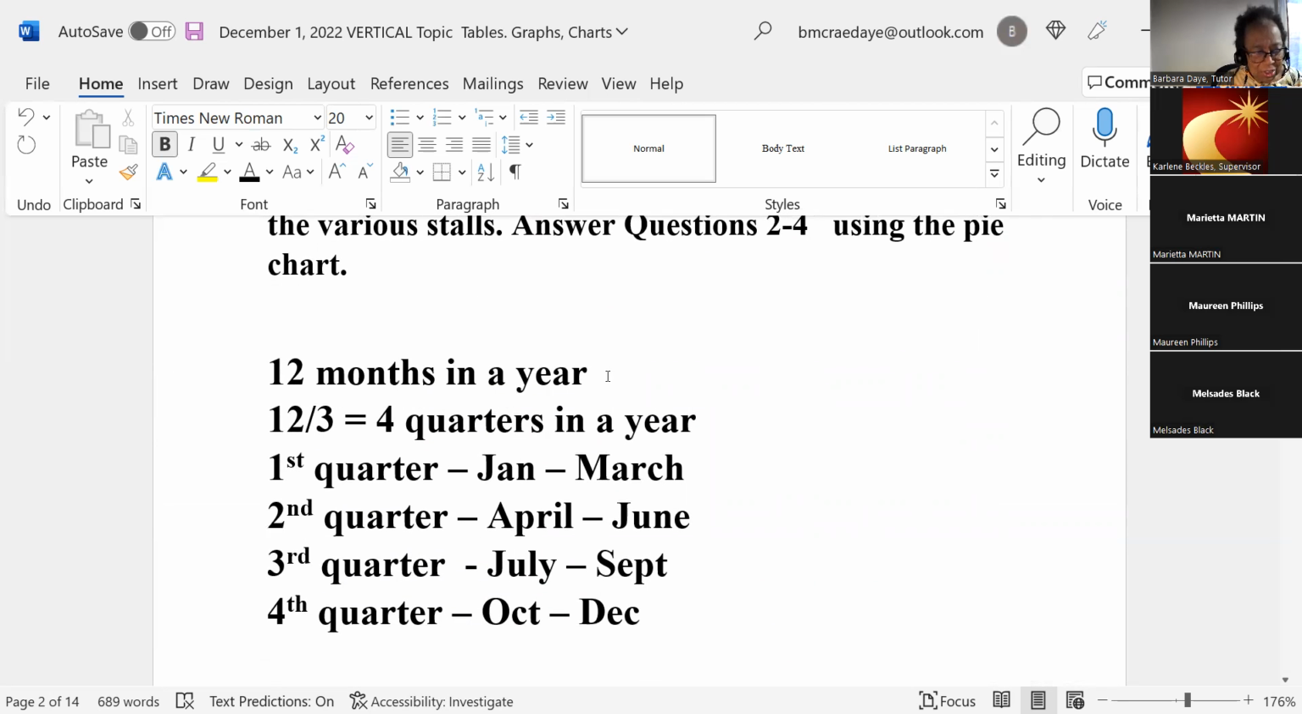12 months in a year, divide 12 by 3, 4 quarters in a year, and these are the quarters. First quarter, January to March. Second quarter, April to June. Third quarter, July to September. Fourth quarter, October to December. So we are now in our fourth quarter, right? Because it's December. Today is December 1st. So we're in our fourth quarter.